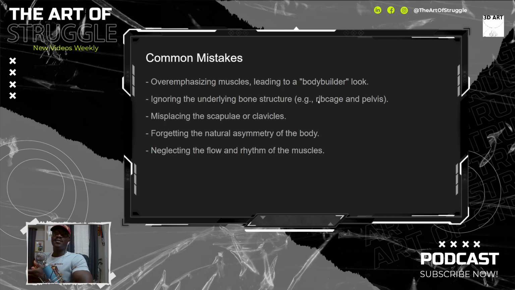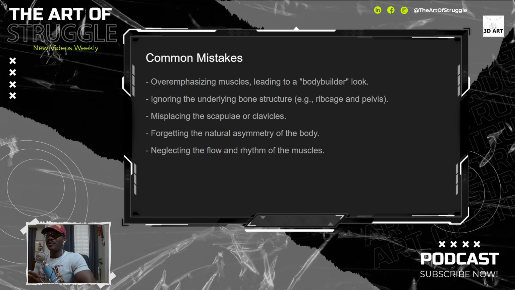So the biggest things that I want you guys to avoid is oversimplifying muscles, which we just talked about again, like some of the abs. You don't want them to be like these little perfect cubes, right? That's not what they look like, right? And if you overemphasize muscles, you can lead to a bodybuilder look. If that's what you want, fine. If that's not what you want, then you want to tone it down. You don't want to ignore underlying bone structure, the rib cage, the pelvis. You want to keep in mind where those are because those will let you know where the muscles are, right?